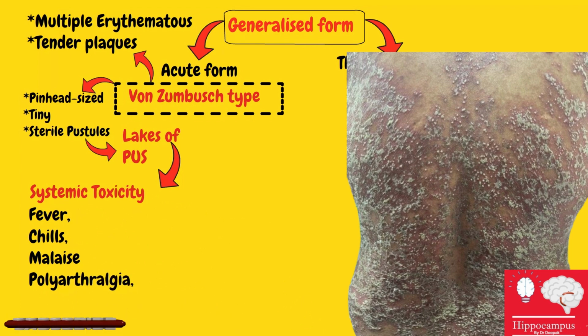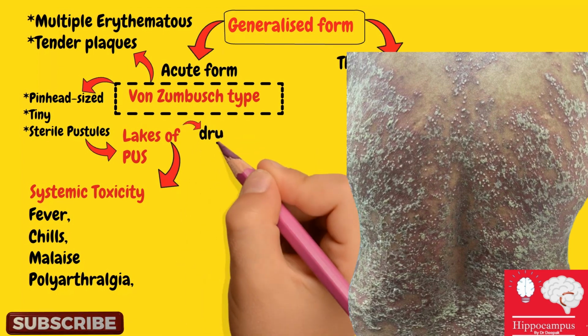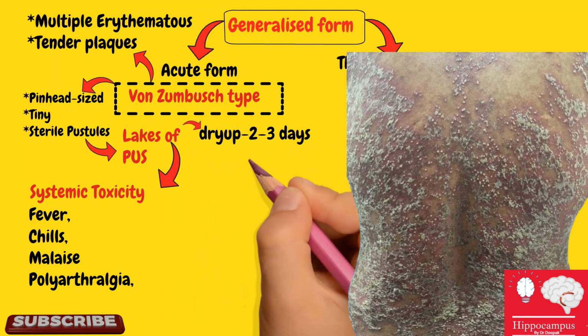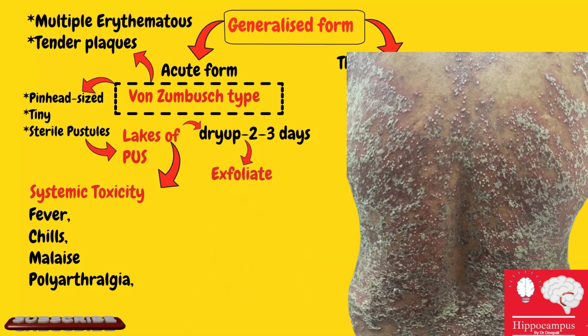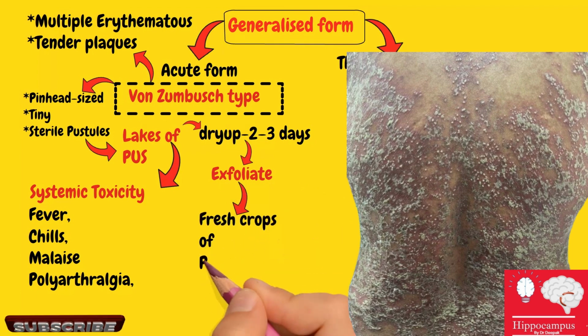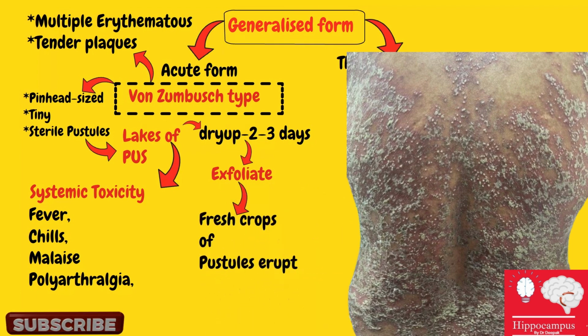Soon the plaques coalesce to give rise to generalized erythema and then scaling and crusting. Now the pustules may dry up in 2 to 3 days and exfoliate as thin scales or as brown crust. At the same time, a fresh crop of pustules erupts on the shiny underlying skin and the cycle is repeated. The disease may last for weeks or even months.